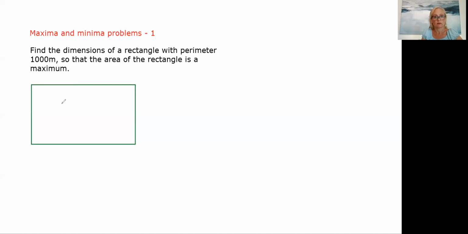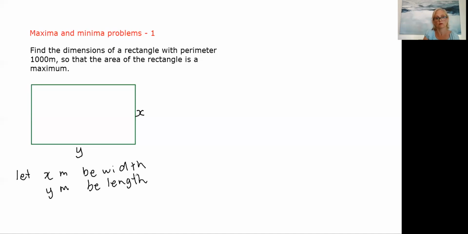Now, it's a rectangle, obviously. Let's start by labelling the width and the length. You can use W and L, it's up to you exactly what you want to do. Because we've introduced some variables, we should literally introduce them. So we should say something like, let X meters be the width, and let Y meters be the length.